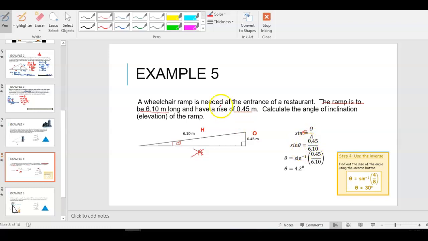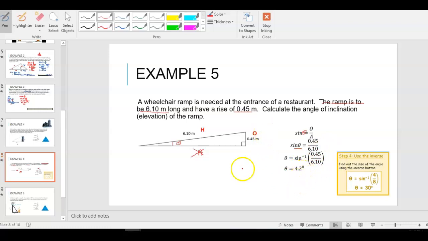Sine of theta, plot the information that we have. Now we're solving for the angle here, so we're going to take the inverse of the given ratio. Theta equals inverse of sine of 0.45 divided by 6.10. Carefully plot that into your calculator, and the angle of inclination is 4.2 degrees.